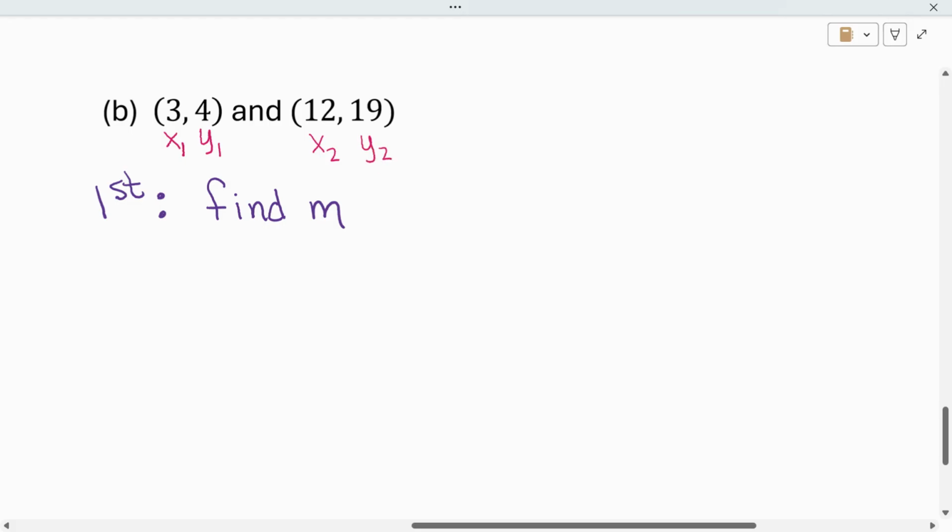Okay. Now what do we need to do? What equation am I using? Brianna, what equation am I using to find slope? What's the slope formula? Perfect. Absolutely perfect.